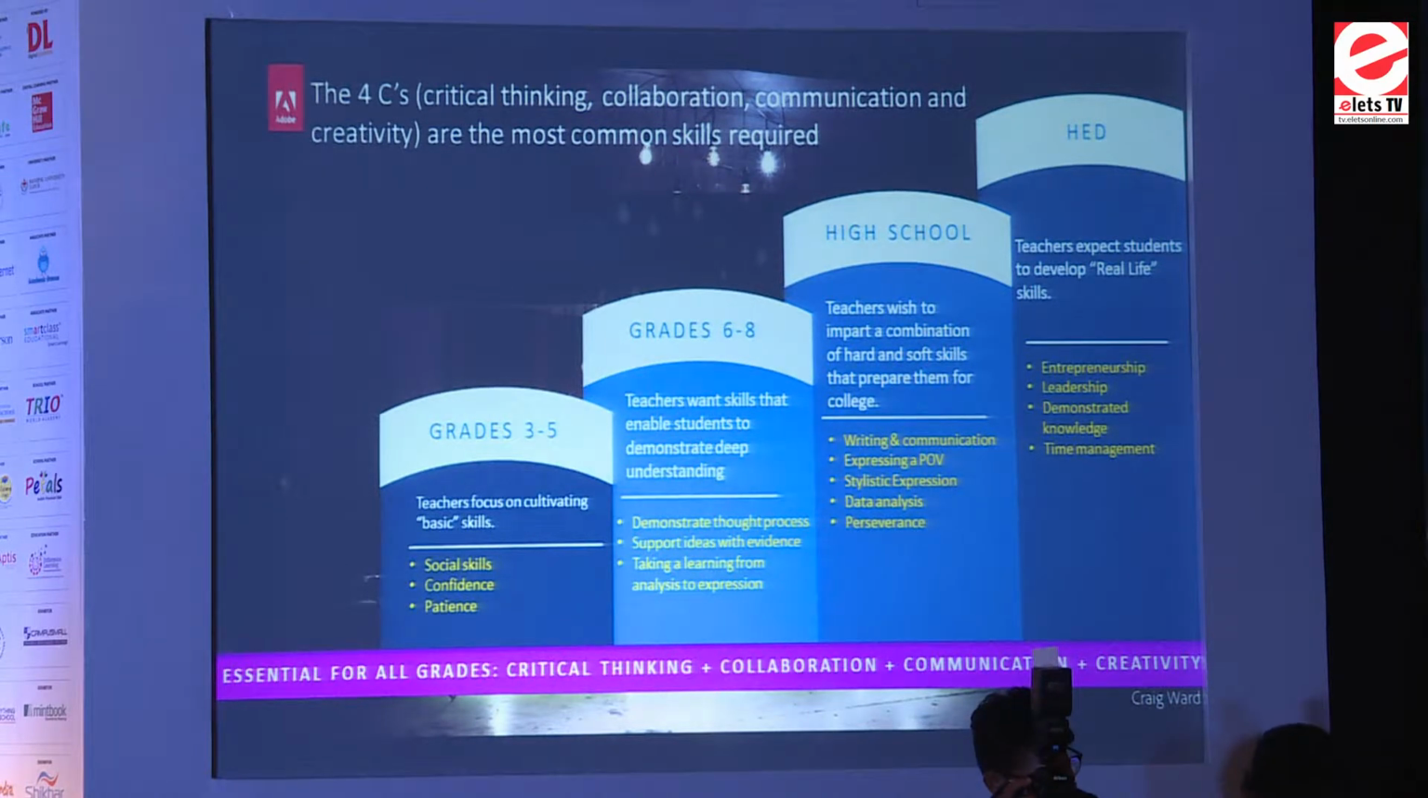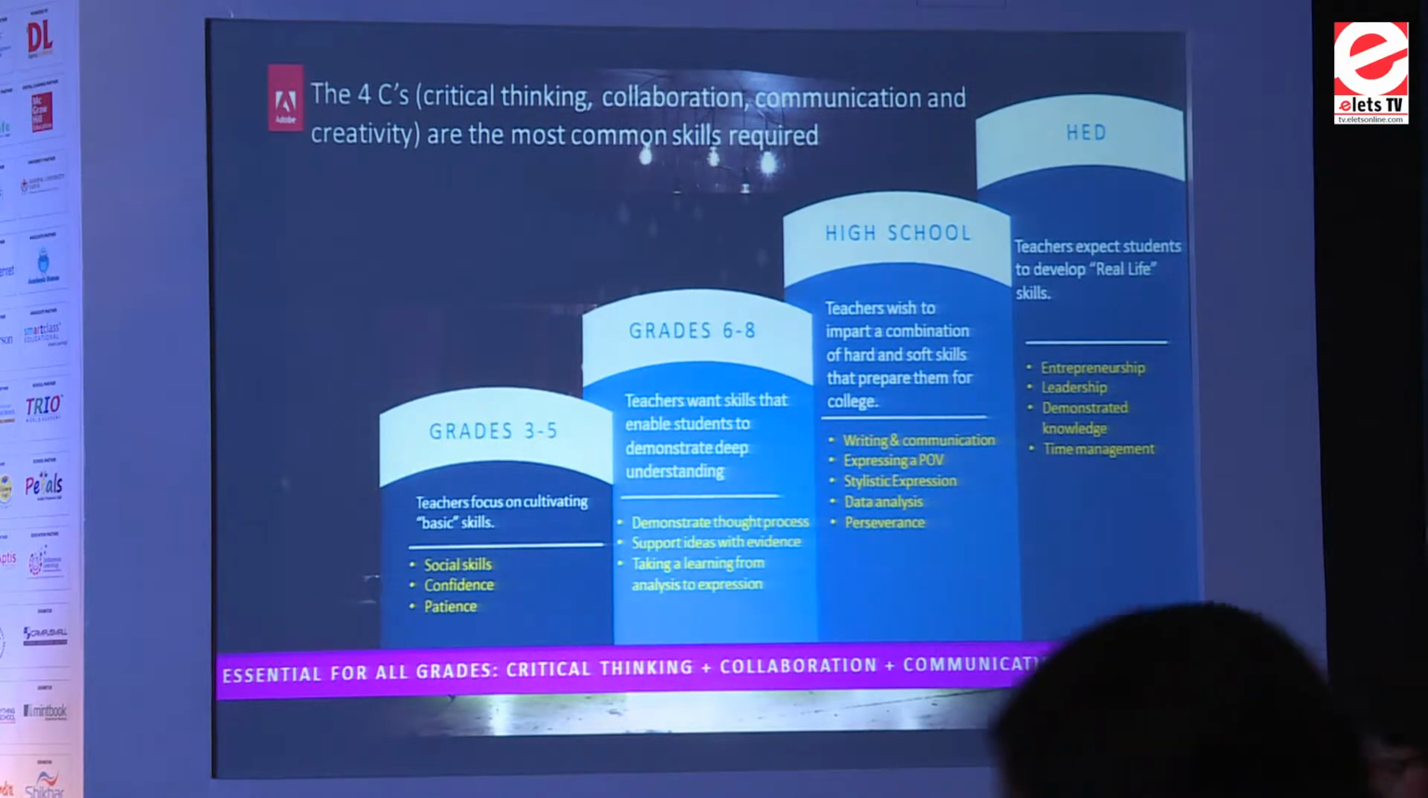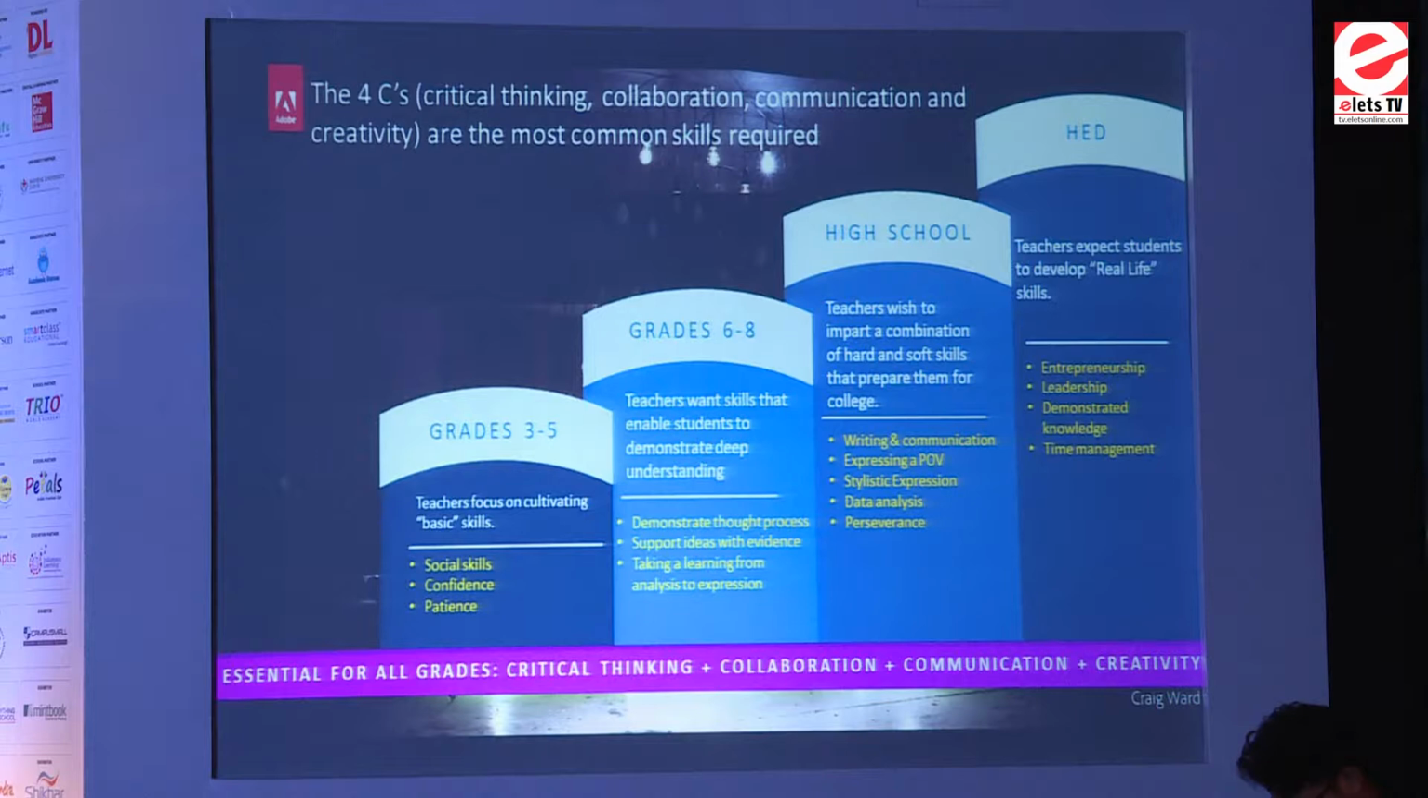Now, the way we talk to the children in each of the grades, as a teacher or as an educator, what is your expectation? What is it that you want to teach? In grade 3 to 5, it's very, very different. You're teaching them the social skills, the basic skills, confidence, patience, right? Small kids have very little patience. They want to run around here and there. You're teaching them how to focus on certain things. However, the focus changes the moment the kid goes into a higher age group.